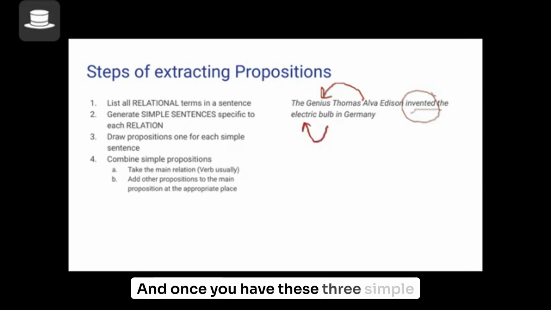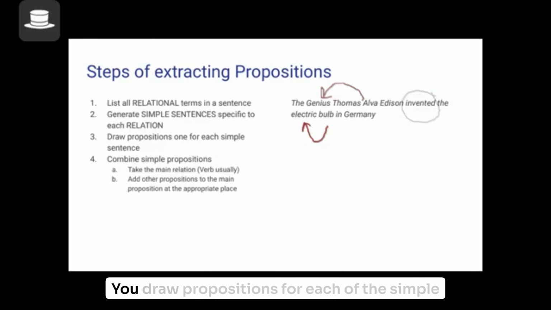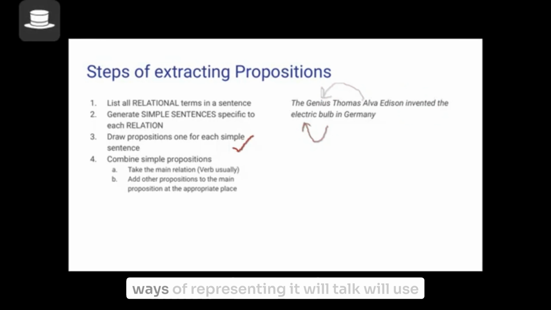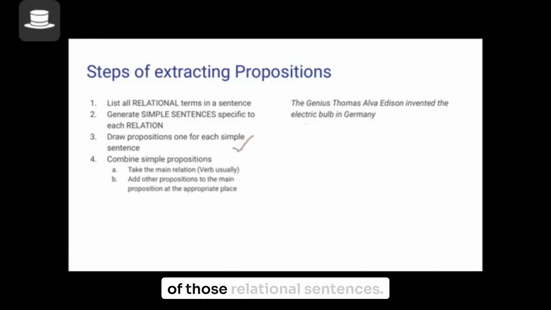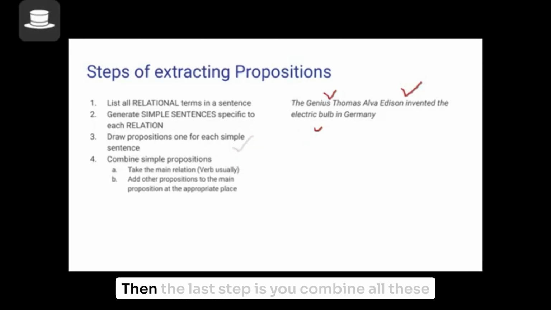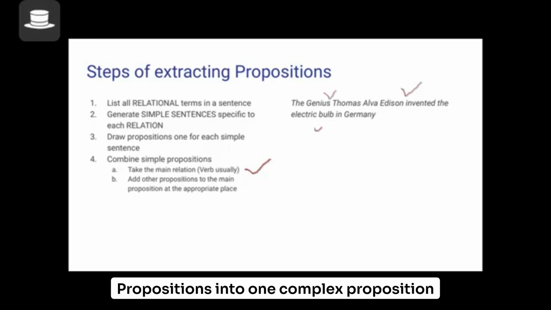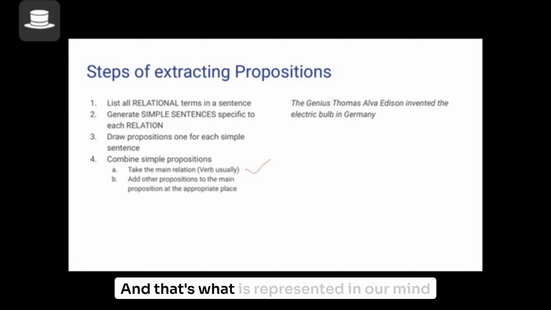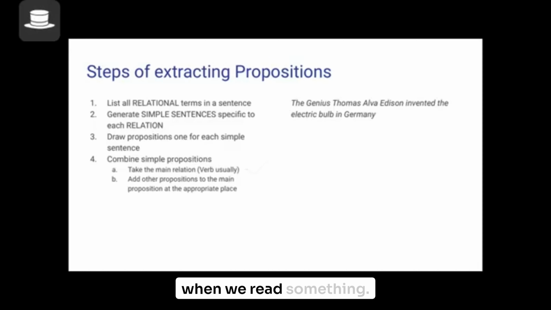And once you have these three simple sentences, then you draw propositions for each of these simple sentences. Remember, we talked about three different ways of representing it. We'll use the last one, the elaborated propositional method. So you'll draw simple propositions for each of those relational sentences. Then the last step is you combine all these propositions into one complex proposition that captures the essence, the meaning of that particular sentence. And that's what is represented in our mind when we read something.